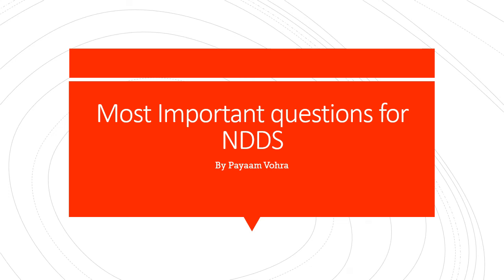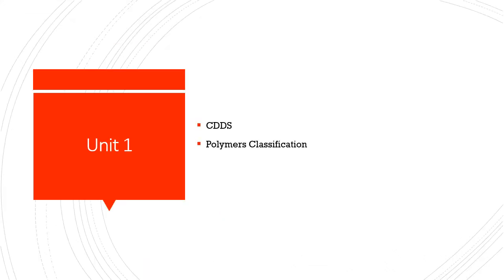So today's video is about the most important questions of novel drug delivery system that is in your B Pharmacy 7th semester final year. So in unit number 1 you have controlled drug delivery system. Firstly you need to know that there is a difference between controlled and sustained. Sustained means a release that is over an extended period of time. And controlled means the rate of drug release from the dosage form is being controlled.